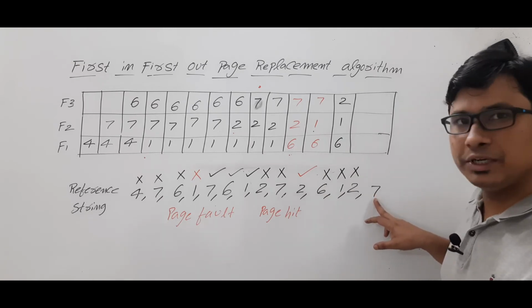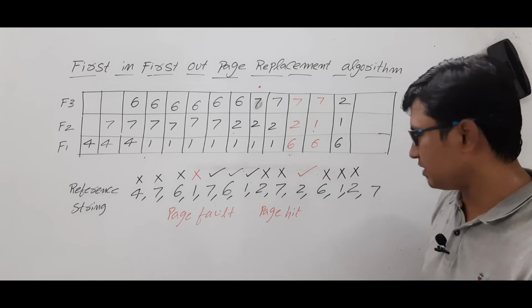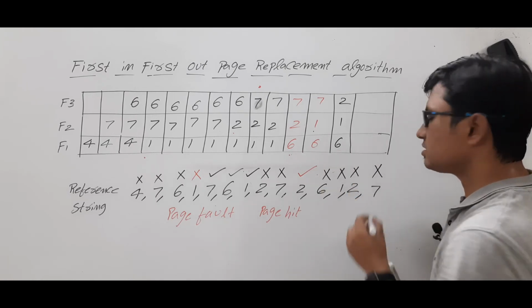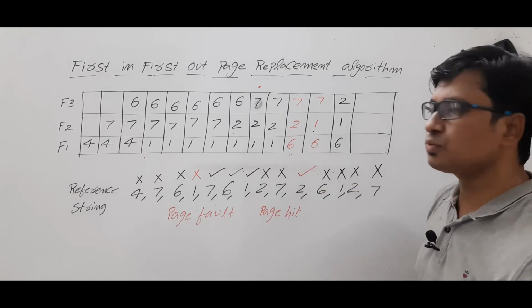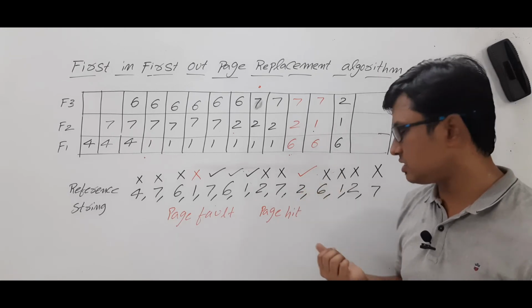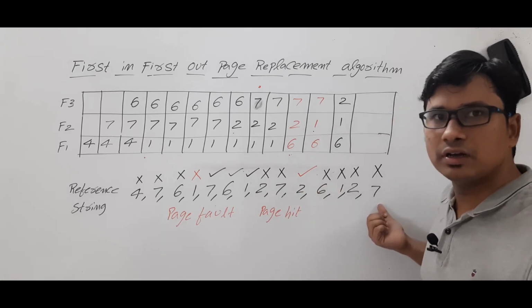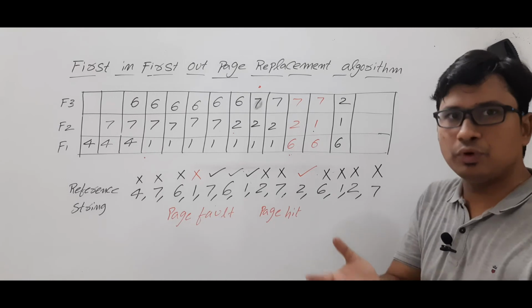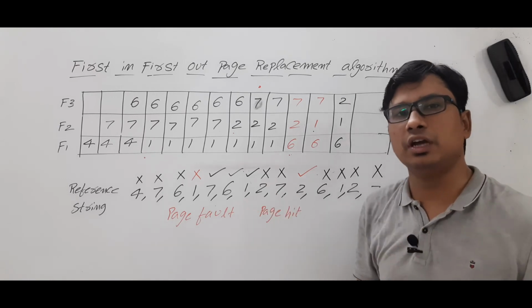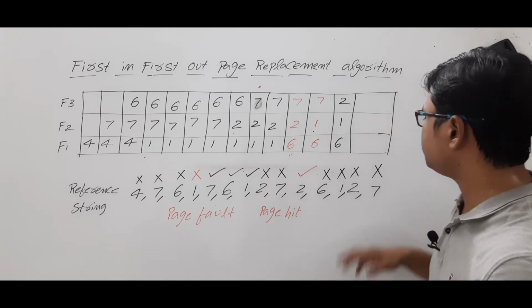Now CPU is immediately accessing the page number 7. It is not there, again it is a miss. So if it is a miss, we have to find the victim page. See, sometimes I use a word called page miss or page fault. Both mean that the current page is not available in the main memory.